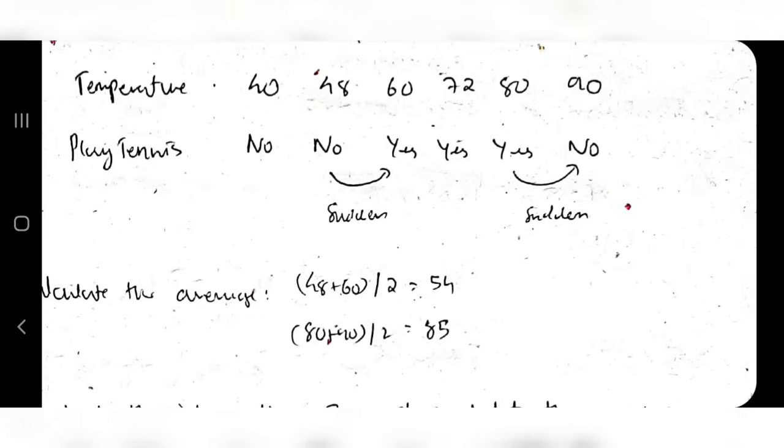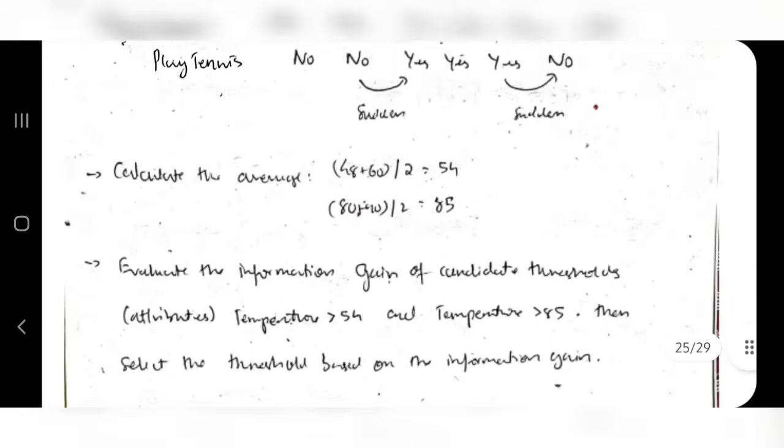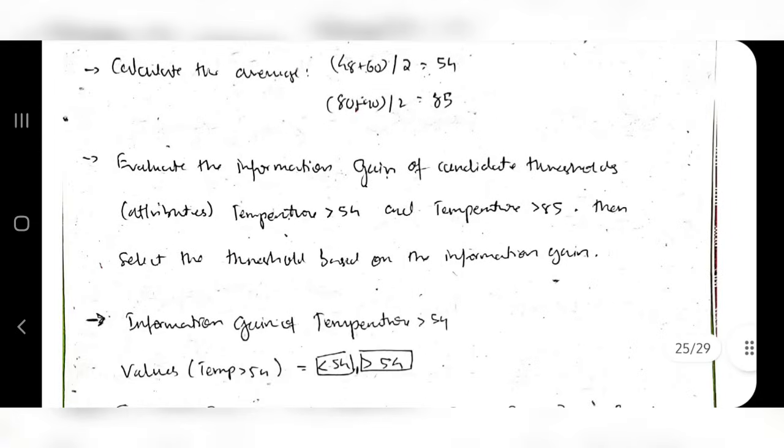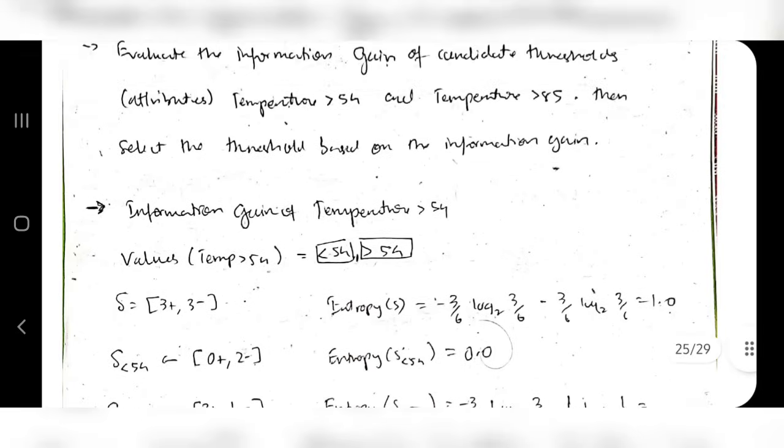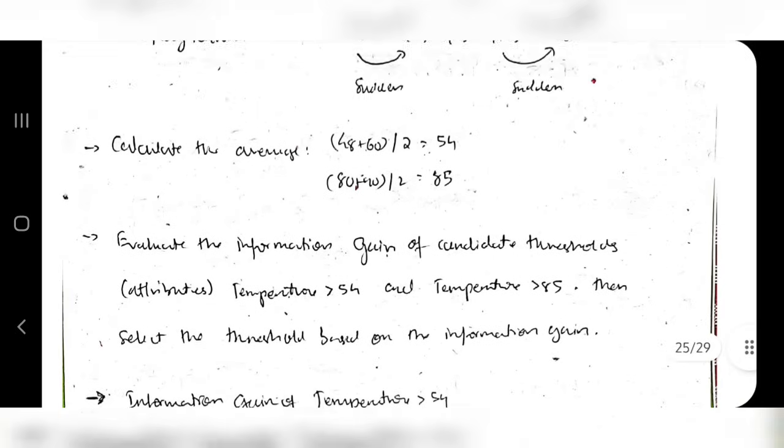When the thresholds lie here and here, we calculate the gain of the candidate thresholds, for temperature greater than and less than 54. Then we do the same for 85 also. Whenever we get new answers, we explore them in depth. First we do for 54, then for 85. First is greater than and second is less than. So here the total is 3 and 3, and we are considering the information gain.